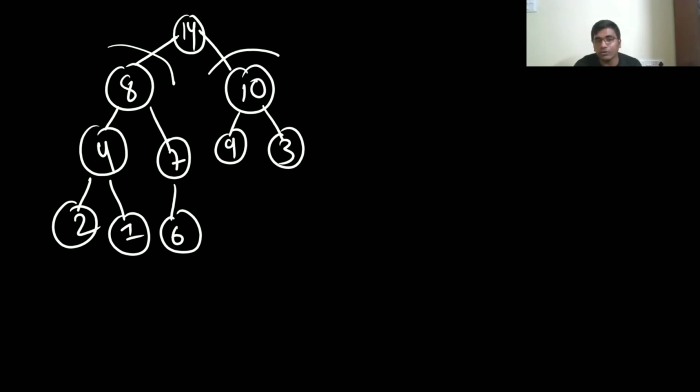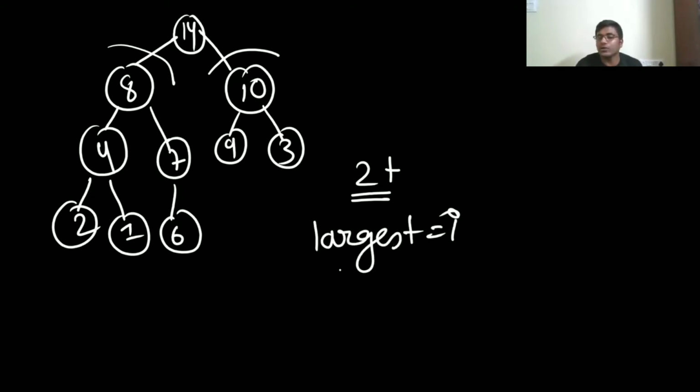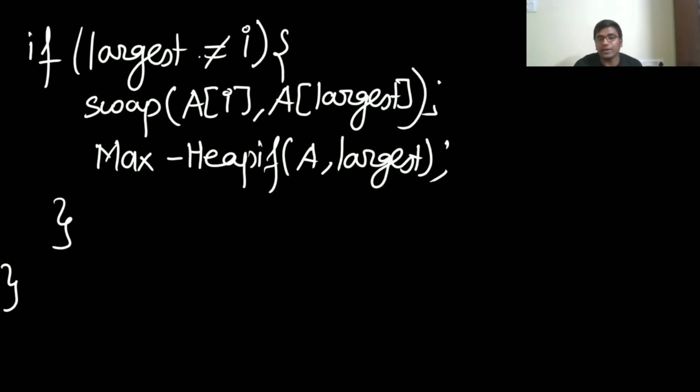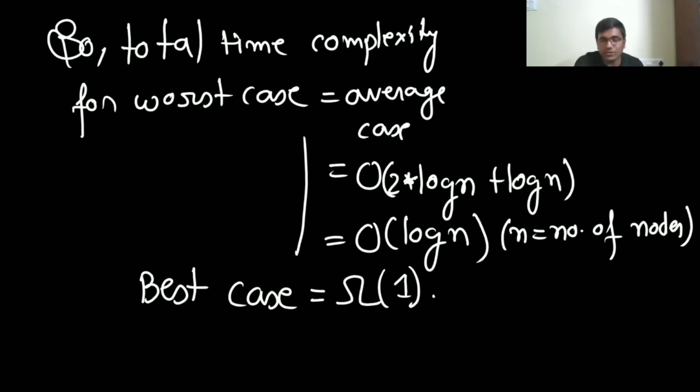Now you add a root here. This root element is maximum compared to the left child and right child. So you are only going to do two comparisons and no swapping, because largest is going to be i only. You are not going to call Max-Heapify again on largest. This condition will be false, since largest is equal to i. So nothing will happen, only two comparisons. So it's going to take constant time. That is omega.